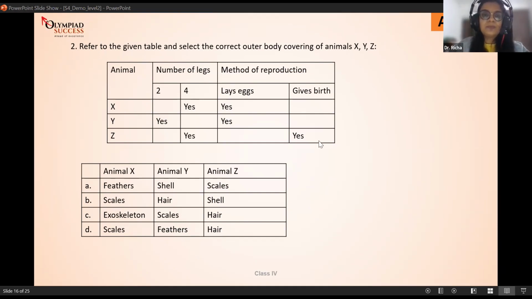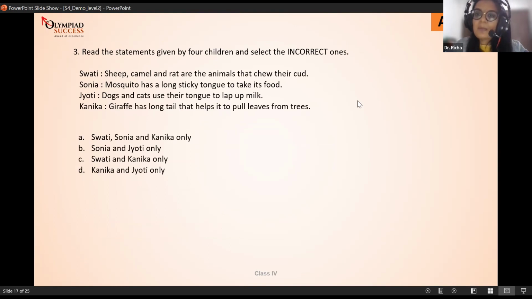Anaya. Very good. Understood? This is the kind of difficulty you'll be getting in level 2. Now you know why we are insisting on doing lots of difficult questions, because once you do questions, you get familiar with the type of question you're going to get.